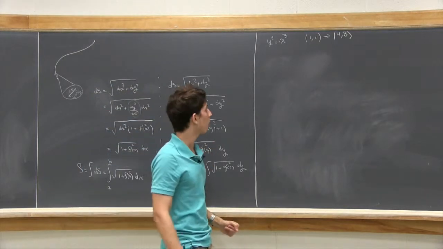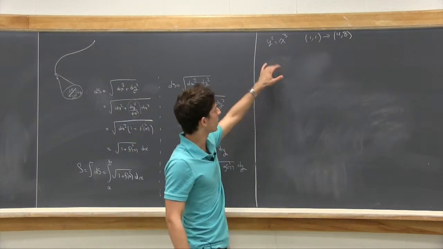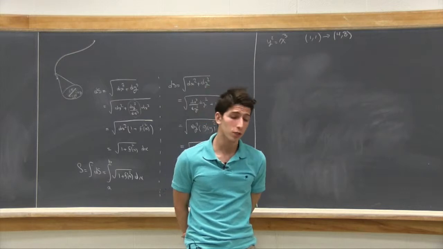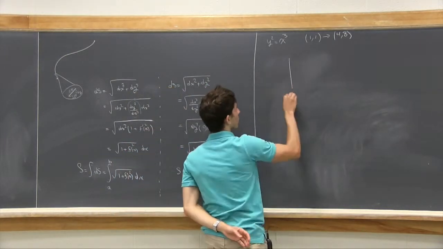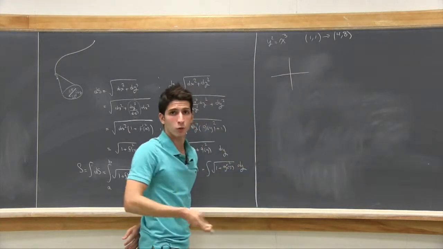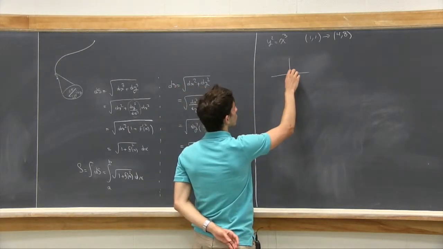So let's go ahead and do an example to see how this plays out. We have y squared is equal to x to the third. So let's go ahead and graph it really quickly, just so we have a visual for what's going on. Well, y squared equals x to the third.